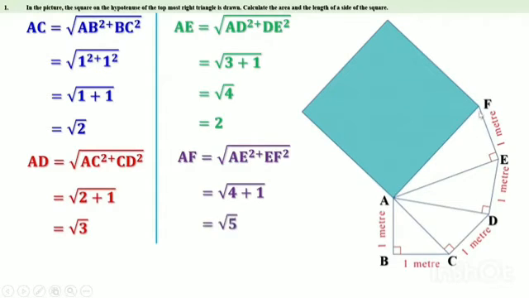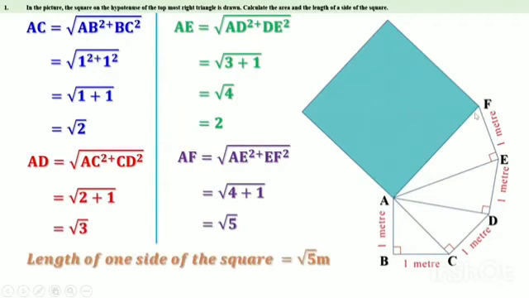Now, AF is a side of the square. Therefore, the side of the square is equal to root 5 meters. How can we find the area of the square? We know area of a square is side square, that is root 5 square. And root 5 square is 5. Therefore, the area of the square is 5 square meters. Now, let us do the remaining problems on page 49.